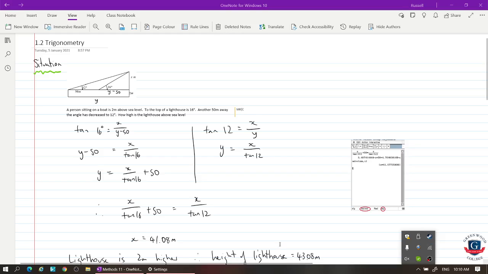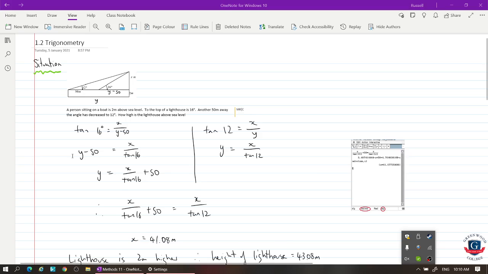Hi everybody. Our first lesson for the year is on trigonometry, and on page 3 of Sadler's text it has a little situation. It's an introduction to the topic, and each chapter typically has one. In this case we have a person sitting on a boat. The boat is 2 meters above sea level, and the angle to the top of the lighthouse is 16 degrees.